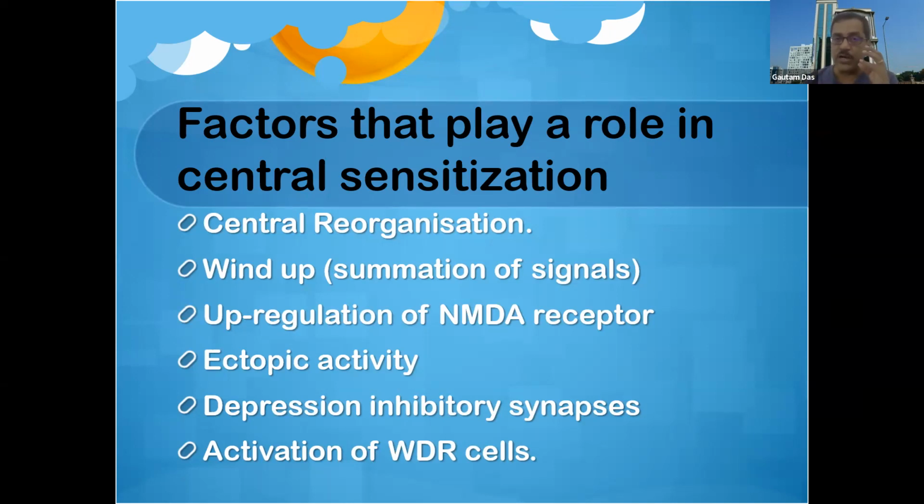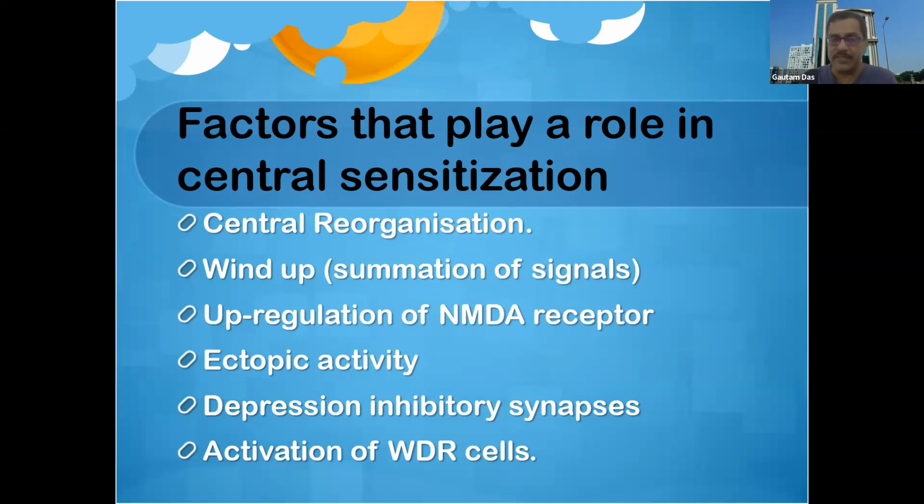Now these wide dynamic range cells are recruited in the pain pathway. That means initially they were transmitting all the different kinds of signals. Now they say, no, I will not transmit touch, I will not transmit temperature, I will transmit only pain. So these wide dynamic range cells are activated and recruited in the pain pathway. So these are all different central reorganizations.